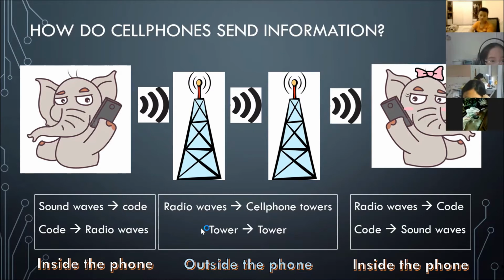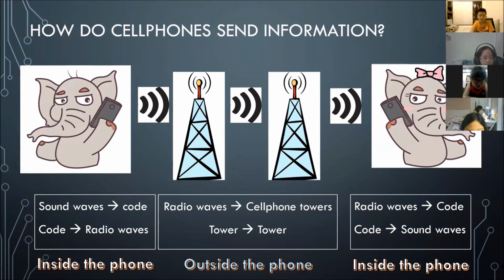Good job. If it changes, it's also transformation. Okay, it's also changing the energy from sound waves into radio waves. What's one way that information is transferred outside the phone? Cell phone tower? Yeah, radio waves get sent to cell phone towers. Good. And then what happens once it reaches the first tower? What happens to the radio waves after that? They get sent from tower to tower. Exactly. Good job. Thank you, Ling.